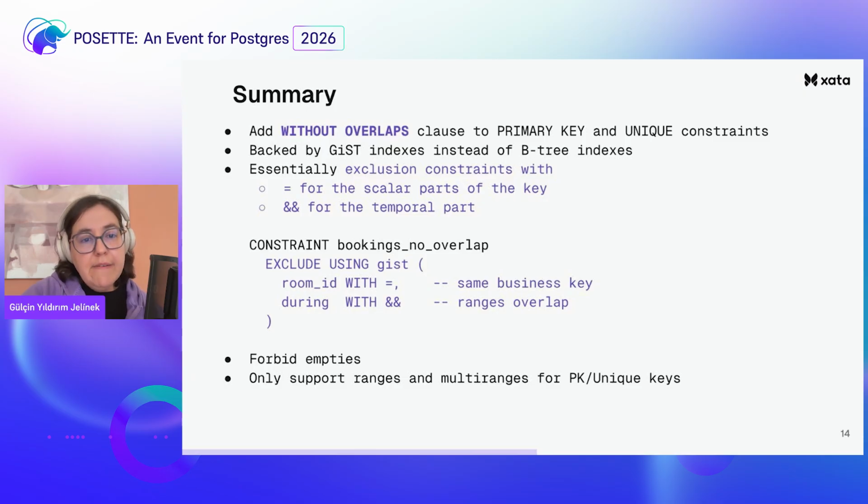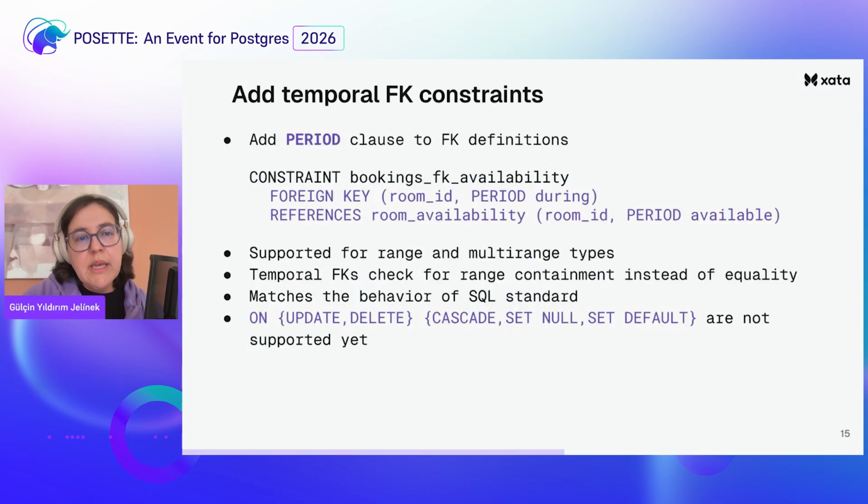And if we didn't have this before, how were people doing it? They worked around it, again with GiST, using EXCLUDE USING GiST. This is how we created a constraint. As you can see, room ID with equals, so this is the scalar key, the same business key, and the ranges overlap. When you exclude it, it's kind of not overlapping, right? So they were doing it this way before.